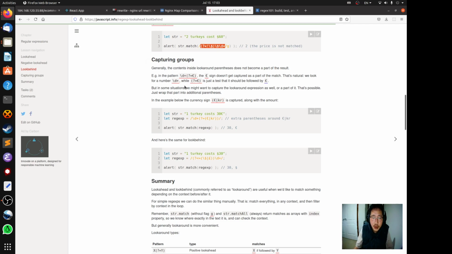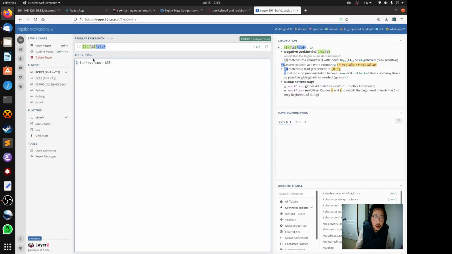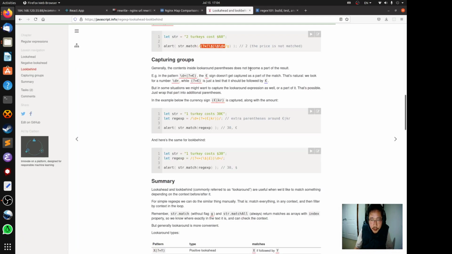It's saying that normally the pattern inside the look around is not captured. Normally look arounds are not matched. And to include it as part of the match, you need to surround the pattern inside the look around with another inner parentheses. So I'll show you.